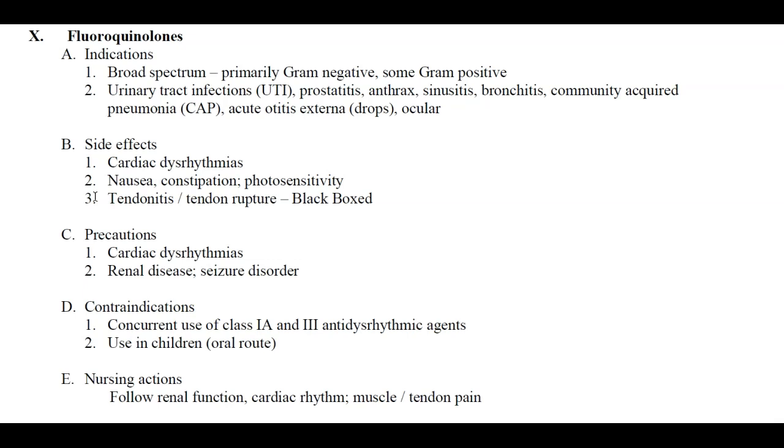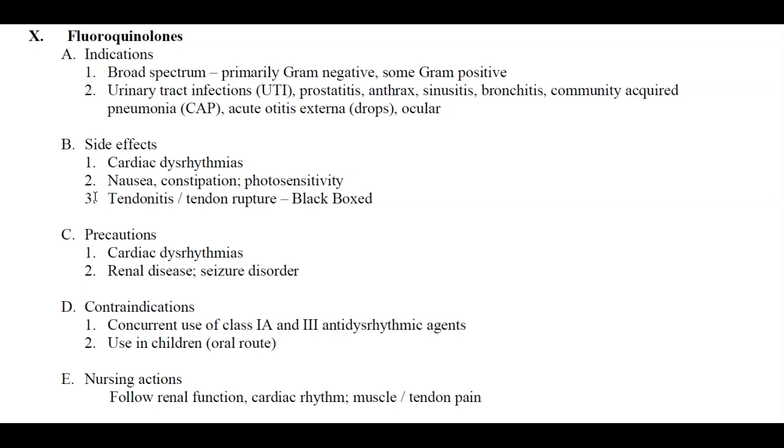Some side effects include cardiac dysrhythmias and QT prolongation, just like the other one. Now, some other side effects include nausea, constipation, and photosensitivity. So this has a black box warning, which is tendonitis or tendon rupture. So if a patient develops a tendon rupture and they're on fluoroquinolones, the most likely cause of it is the fluoroquinolones. Some precautions include cardiac dysrhythmias, renal disease, seizure disorder.